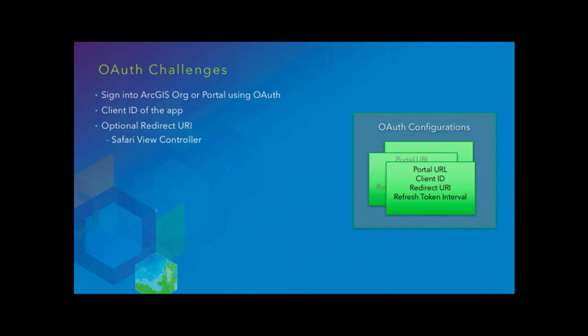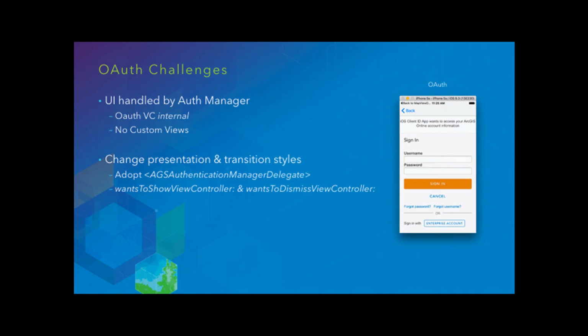You would give it the portal URL, client ID, and redirect URL, and you would set these configuration objects on the authentication manager. What happens if your service supports OAuth, but you don't set any of these? The fallback would be to just ask the user for a username and password. They would still be authenticated, just not using OAuth. The OAuth page itself is internally fully managed by the authentication manager, so it's not publicly exposed.